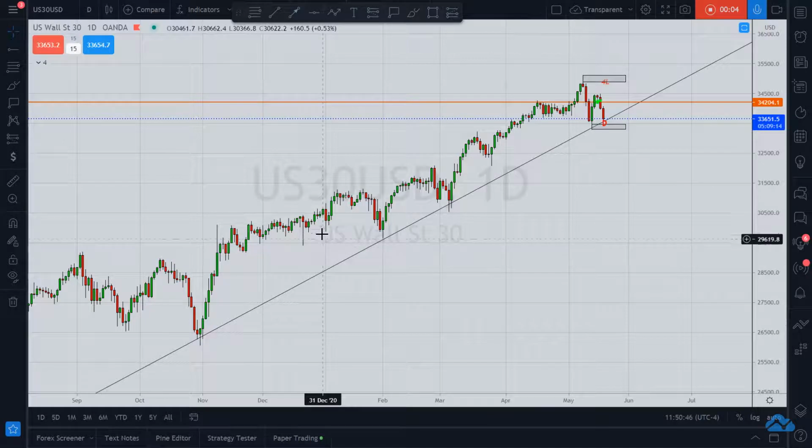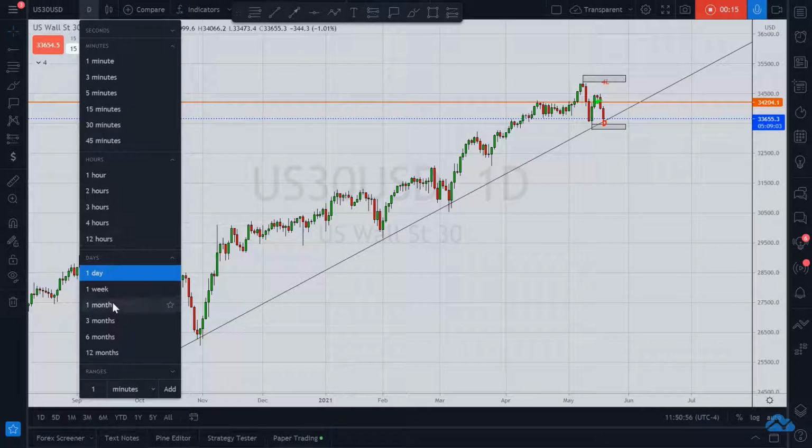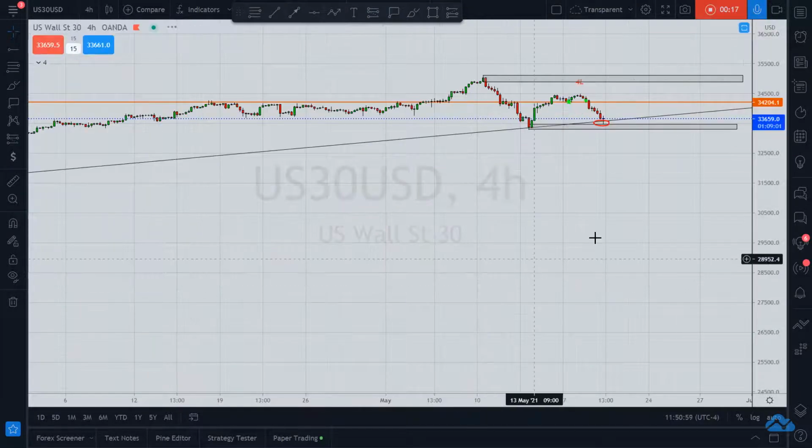Hey, look, check out US30. All right. We have a long uptrend going on the daily. That's established. Now let's go to the 4 hour.